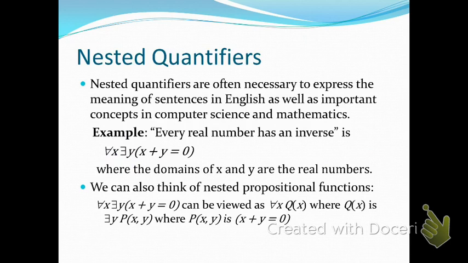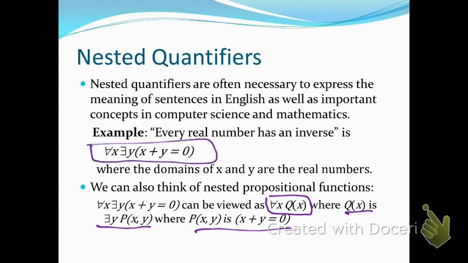We can also think of it as a nested loop. If we do for all x there exists a y, we can think of it as for all x Q of x, where Q of x is now this new statement, there exists a y P of x, y. This is our two variable predicate, where P of x, y is this here. But instead of doing that full loop, we just do the nest.